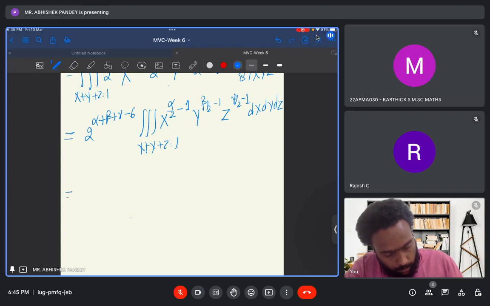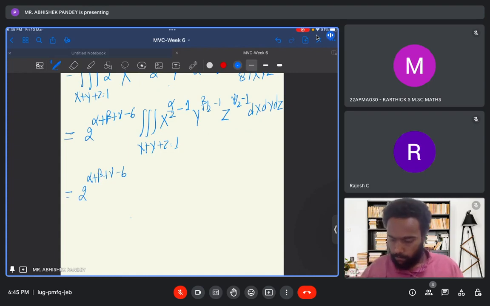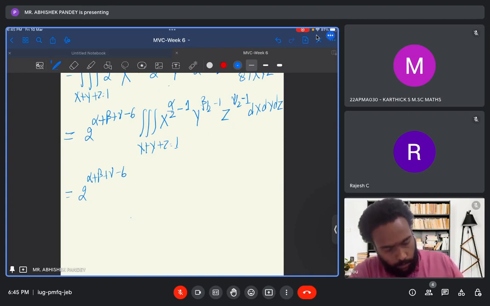And this is again 2 to the power alpha plus beta plus gamma minus 6. And this will become gamma of alpha by 2, beta of alpha by 2, gamma by 2.